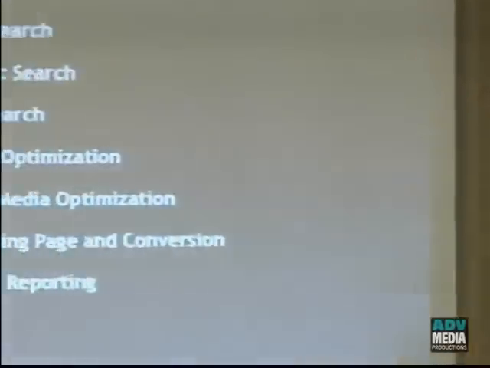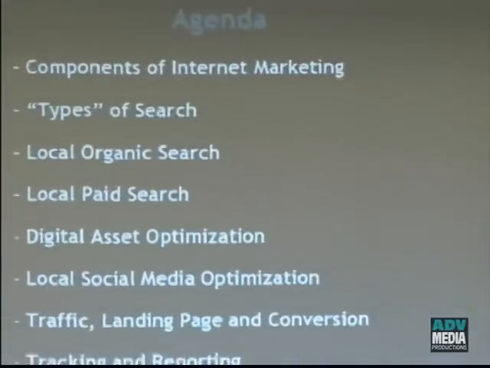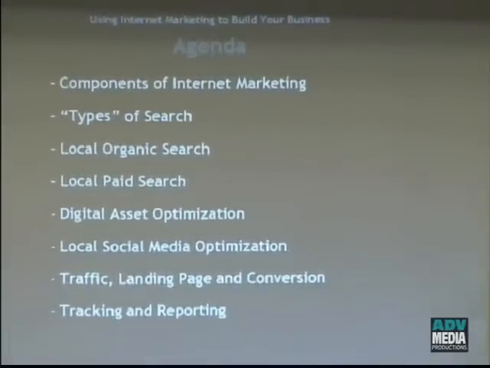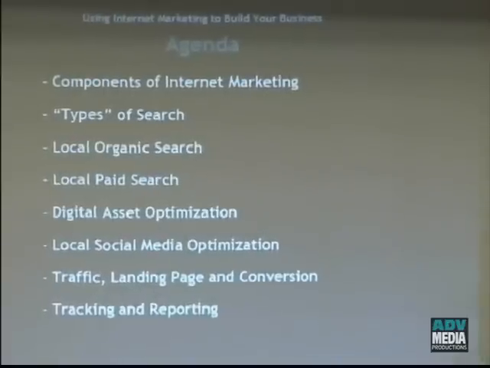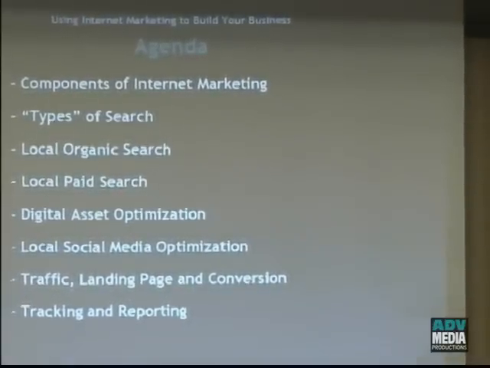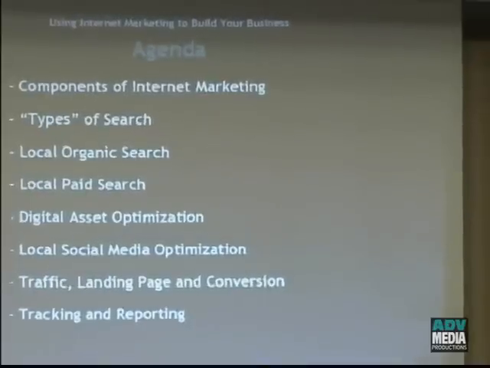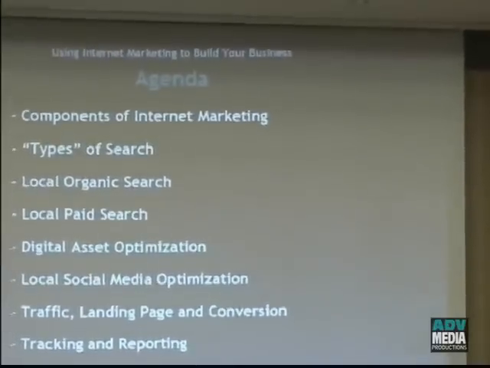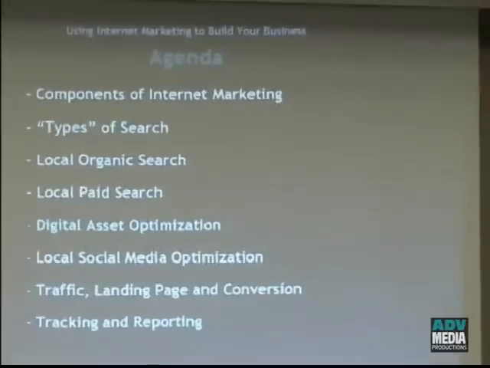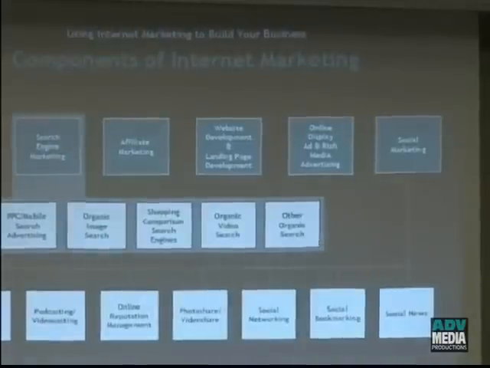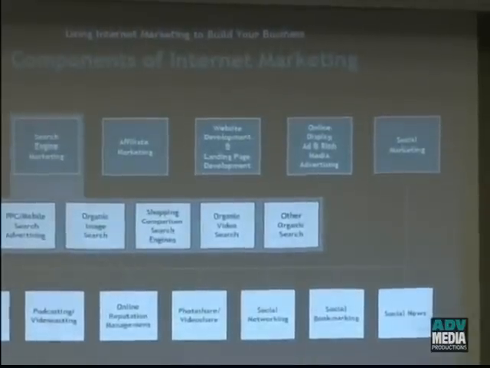All the different types of search, because everybody's talking about search: organic, paid, and then digital asset optimization, which I'll get into. Local, social media optimization, and then traffic, landing page and conversion, and finally tracking and reporting, which on the internet is really not only important, but you're able to do it. So it makes it very, very nice. So let's start with the components of internet marketing.